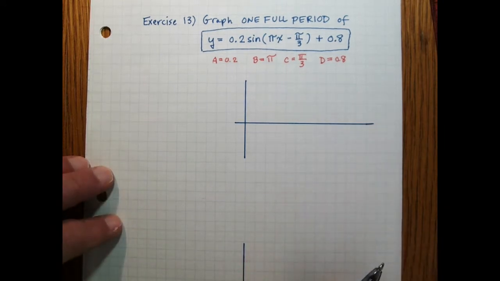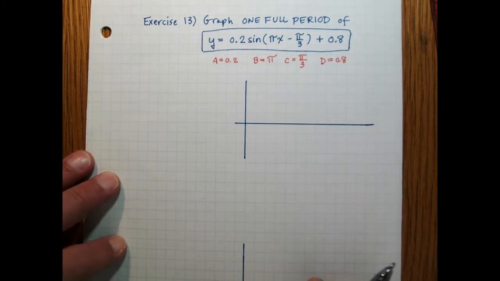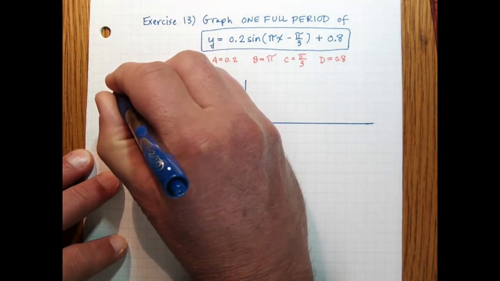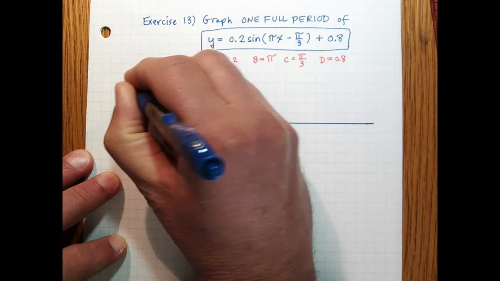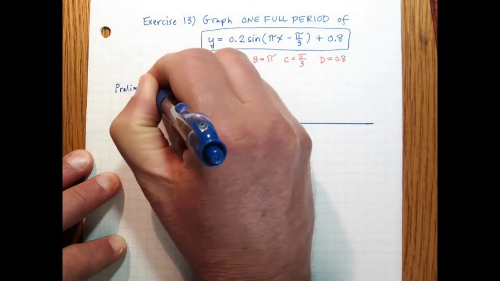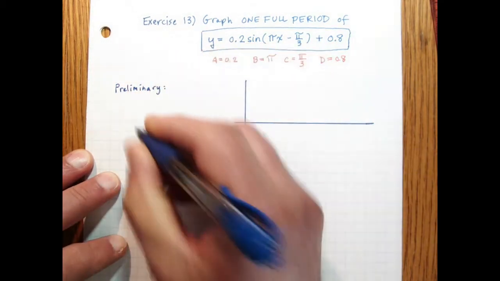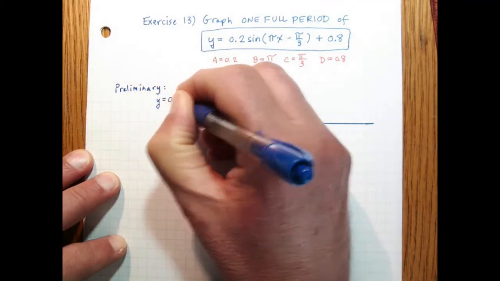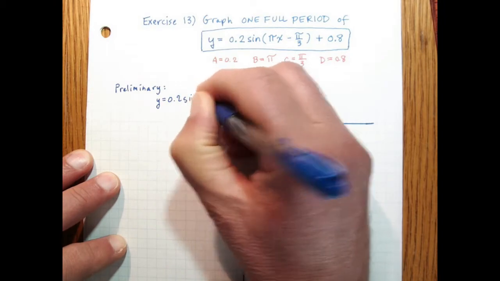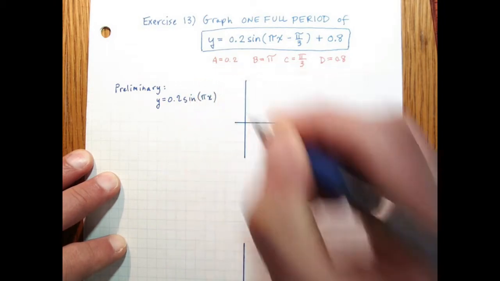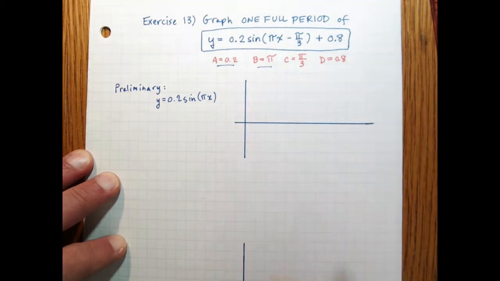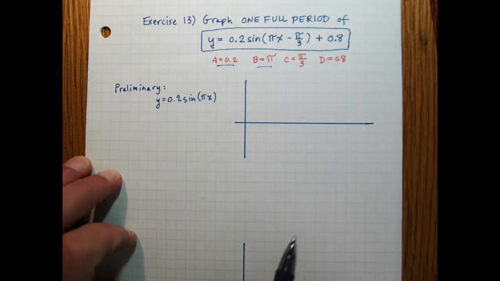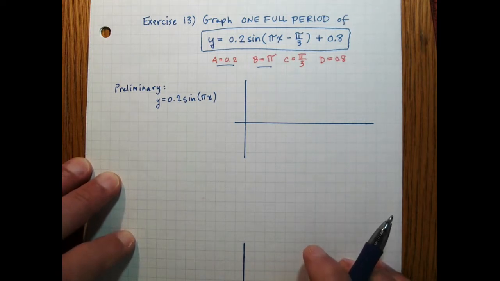And one way to approach this is to draw a preliminary graph first. And that's what I'm going to do here. My preliminary function is y equals 0.2 sine of pi x. So I have the same a, the same b, and we'll deal with c and d in a later step.